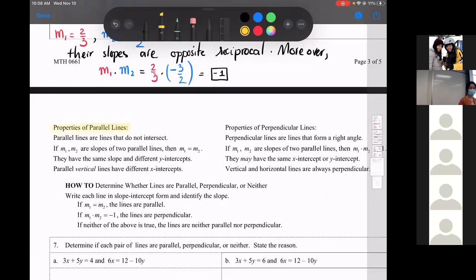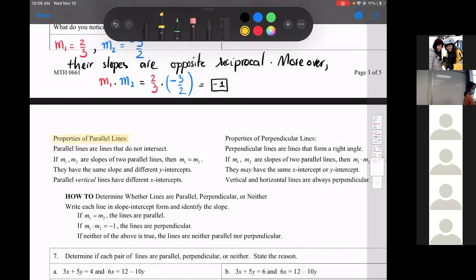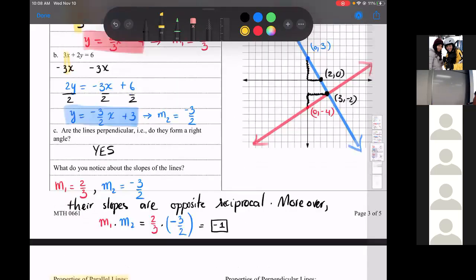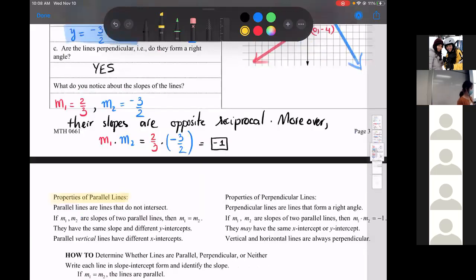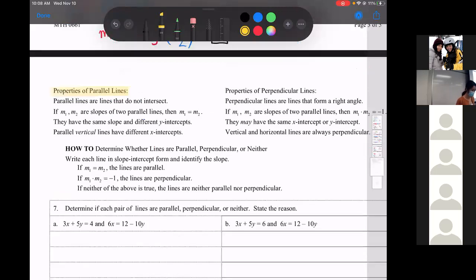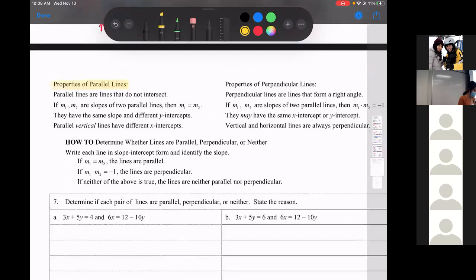Don't we just have to find the slope? Yes, you do. And then you compare them. I'll show you how I want it on the exam.